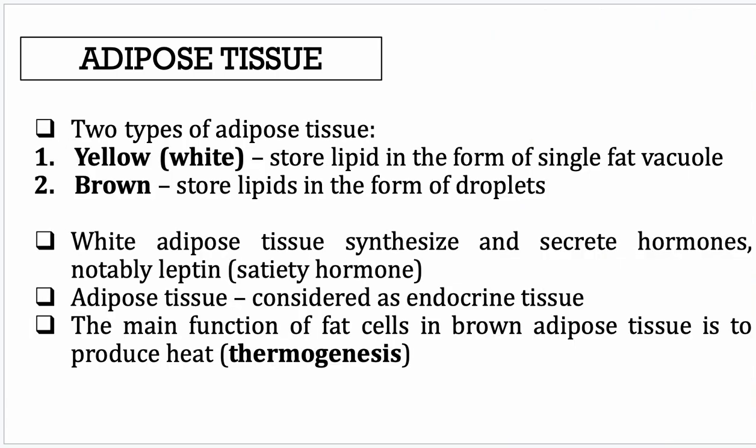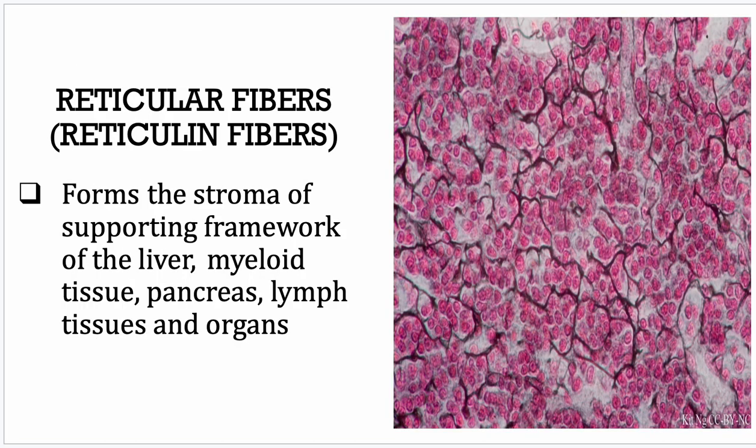So there are two types of your adipose tissue. First is your yellow or white. They store lipid in the form of a single fat vacuole, while your brown, they store lipids in the form of droplets. So white adipose tissue synthesizes and secretes hormones, notably your leptin or your satiety hormone. Your adipose tissue is also considered an endocrine tissue, and the main function of fat cells in the brown adipose tissue is to produce heat, no? That's your thermogenesis.